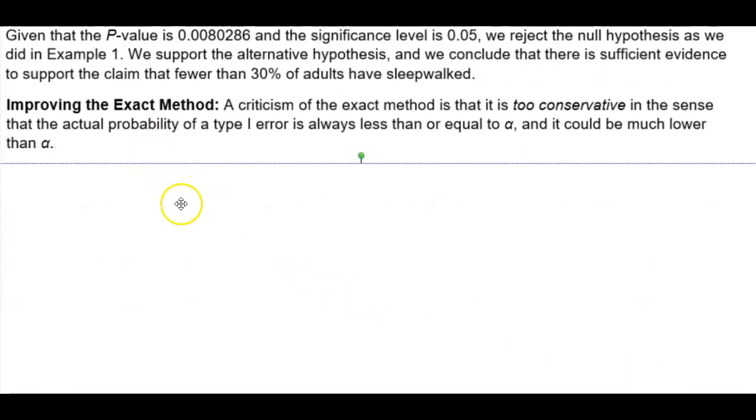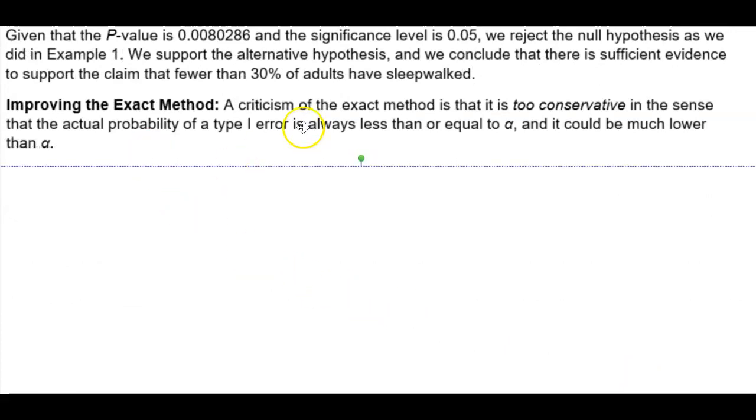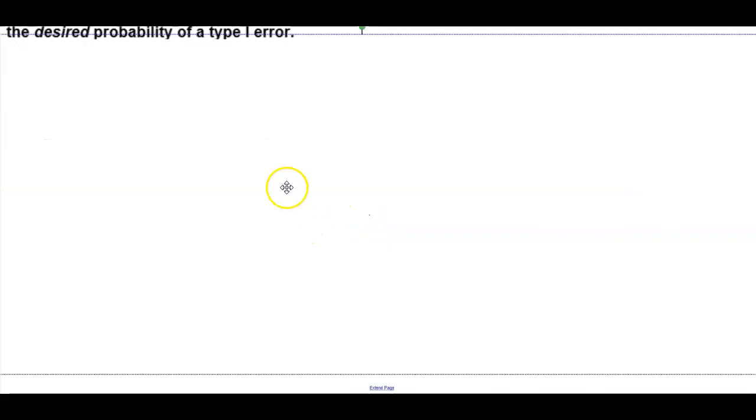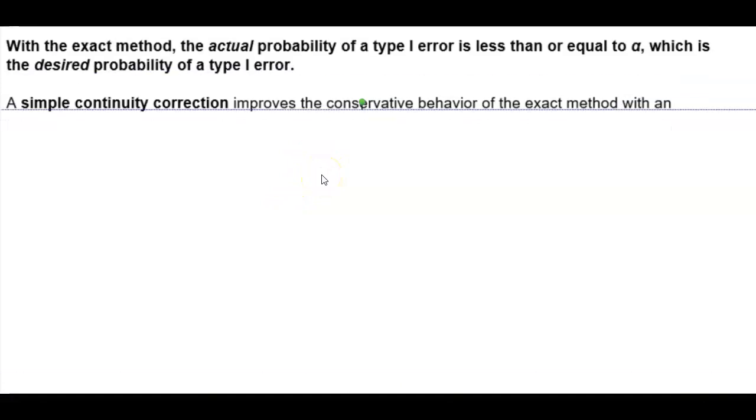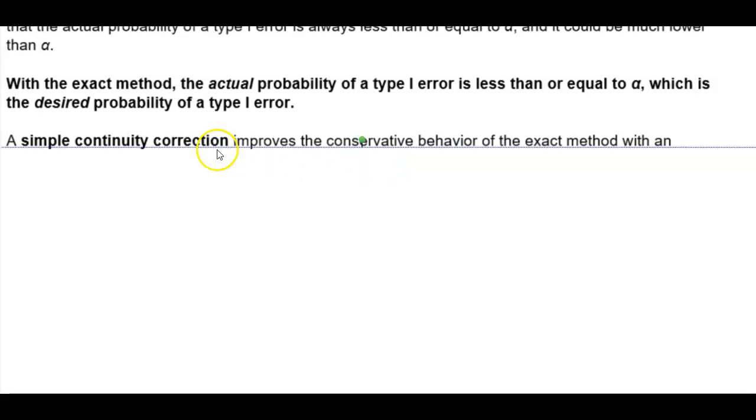A criticism of the exact method is that it is too conservative, in the sense that the actual probability of a type 1 error is always less than or equal to the significance level, and it could be much lower than the significance level. With the exact method, the actual probability of a type 1 error is less than or equal to the significance level, which is the desired probability of a type 1 error.